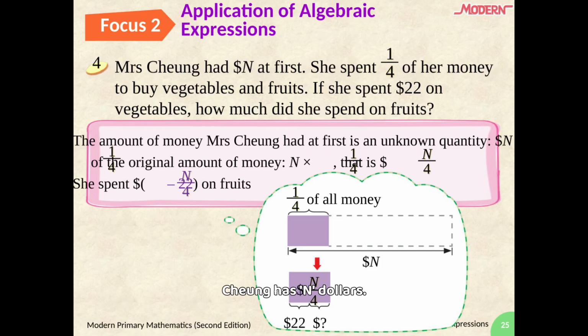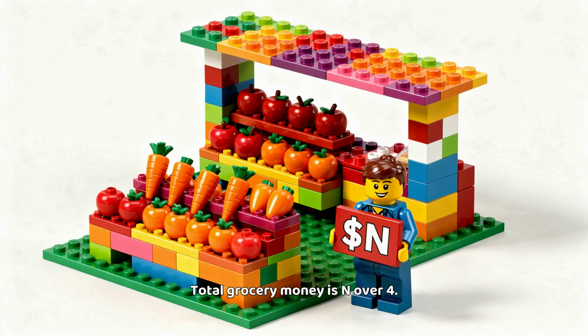Mrs. Chung has N in dollars. She spends 1/4 of it on veggies and fruits. If veggies cost $22, what's left for fruit? Total grocery money is N over 4. Subtract the $22 for veggies, and the fruit budget is N over 4 minus 22.